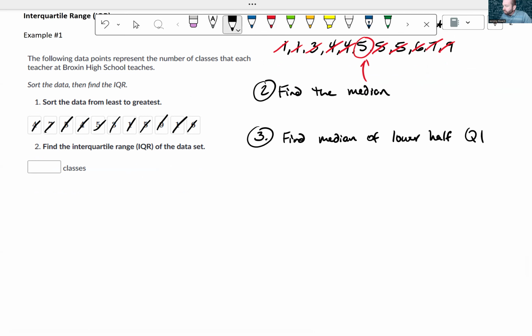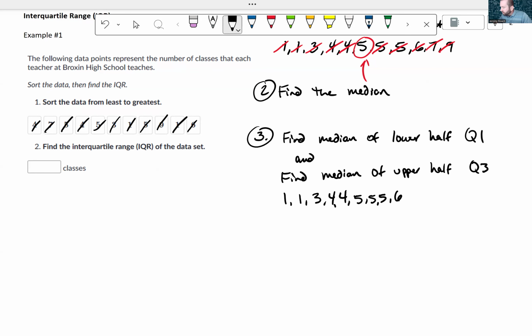That's quartile 1. And we're going to do the same thing for the median of the upper half. And that's quartile 3. So I'm going to rewrite this list, even though we just crossed all those out. But I'm just going to rewrite it really quick here. We had 3 fives, 6, 7, 9.